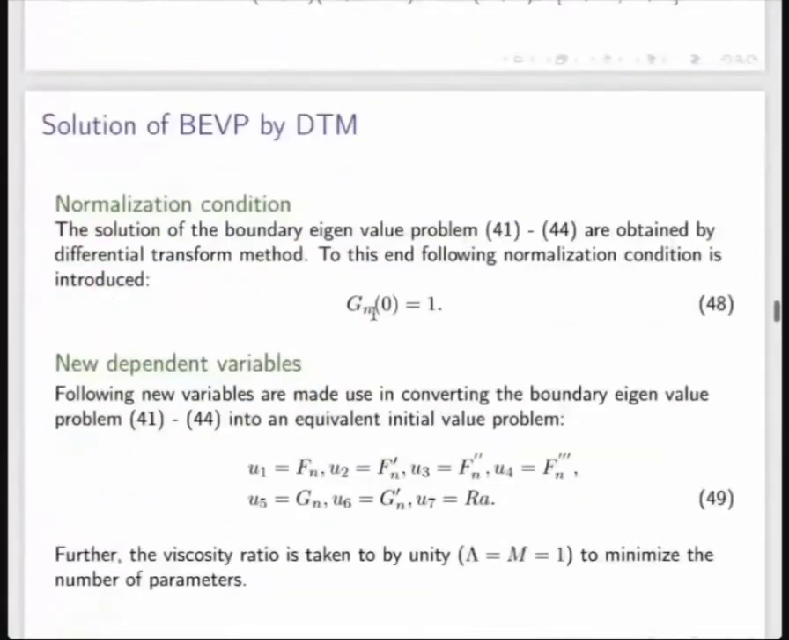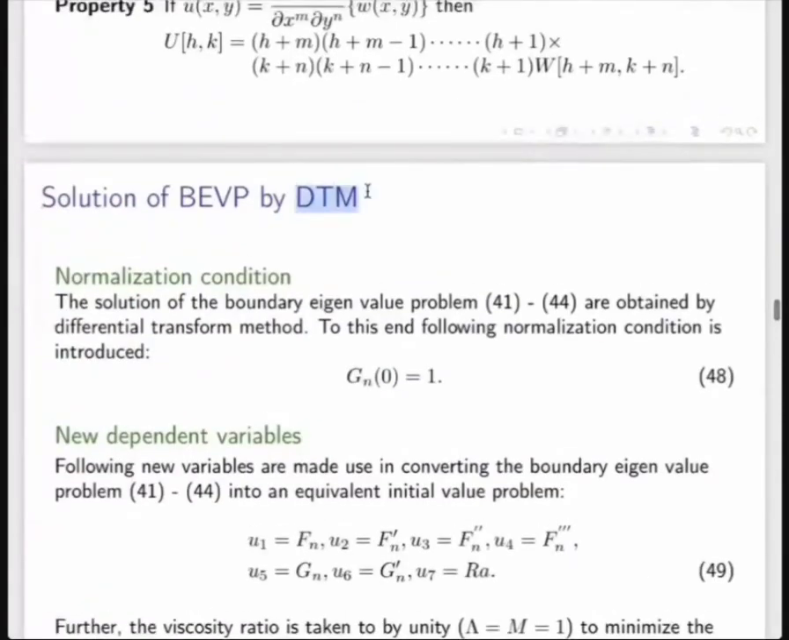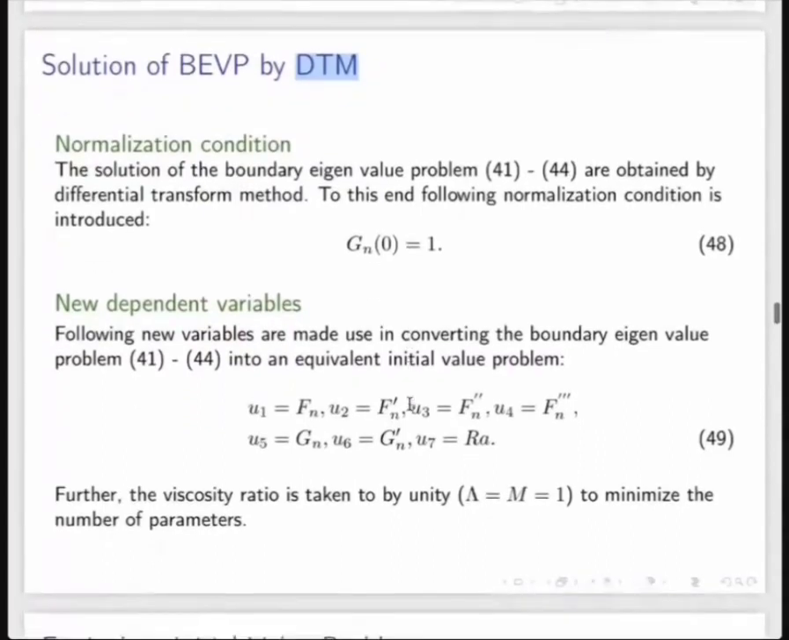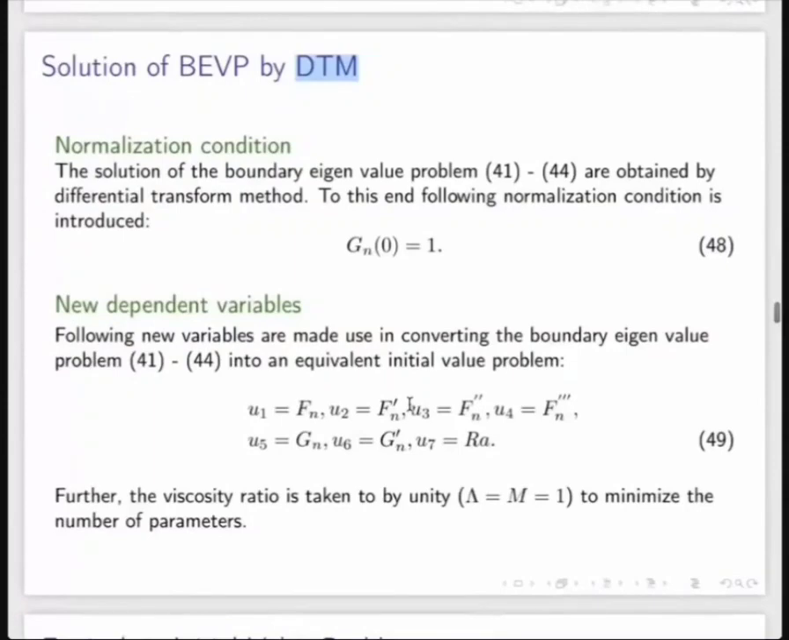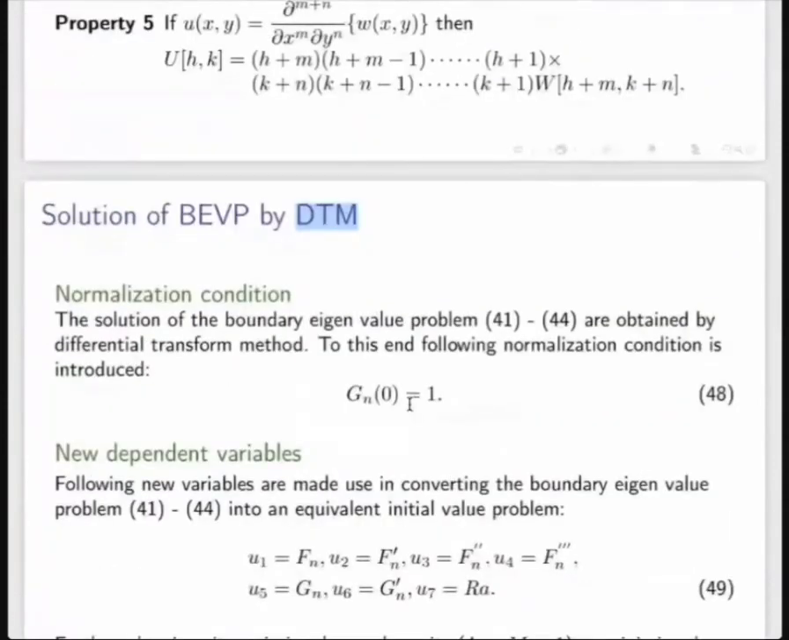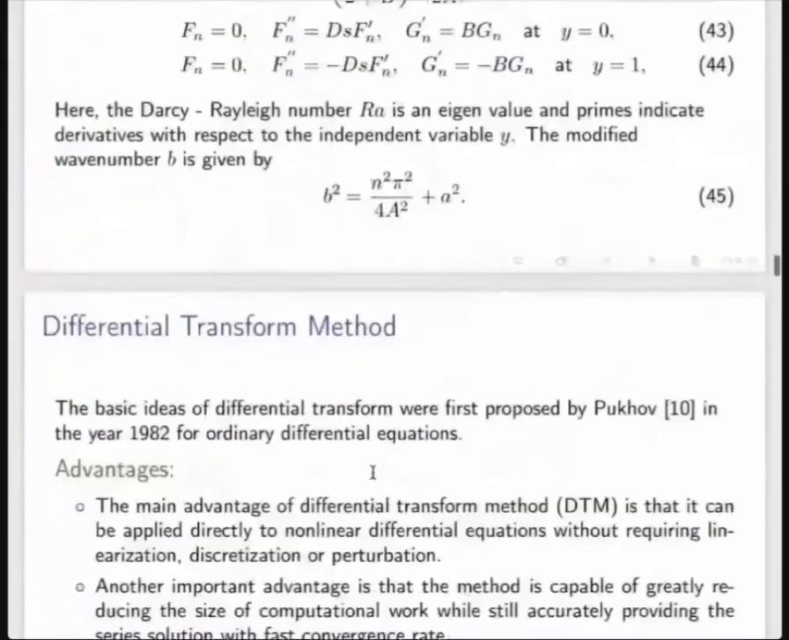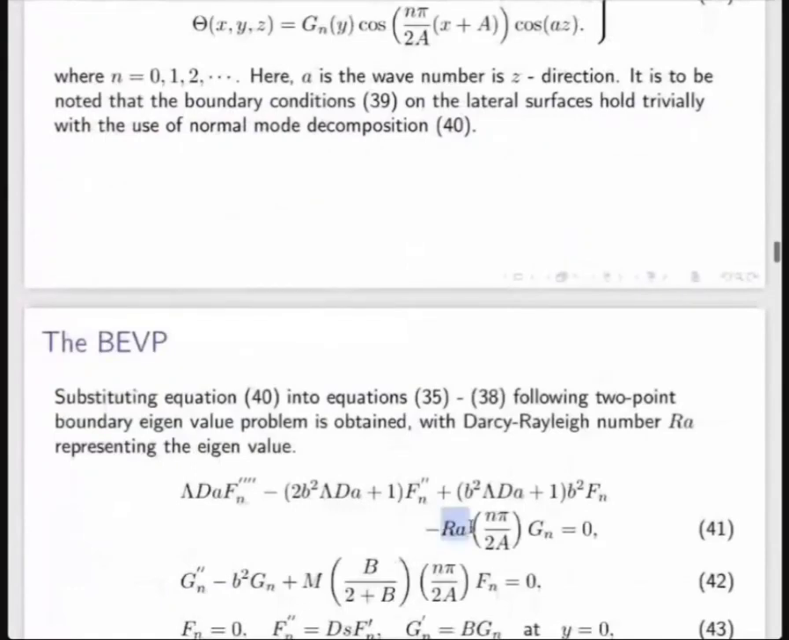Now let us see how we are going to handle the boundary eigenvalue problem using the differential transform method. So the differential transform method in its original form can be applied to initial value problems, all right? So there is a need that we convert our boundary eigenvalue problem into an initial value problem just to facilitate the use of the differential transform method, okay? So for that reason, what we do is we convert the given boundary eigenvalue problem into an initial value problem.